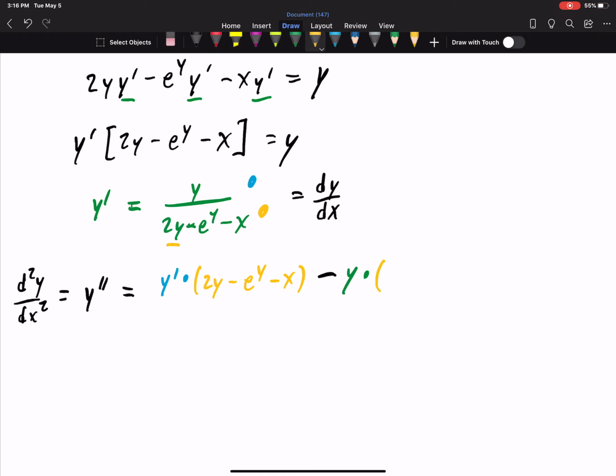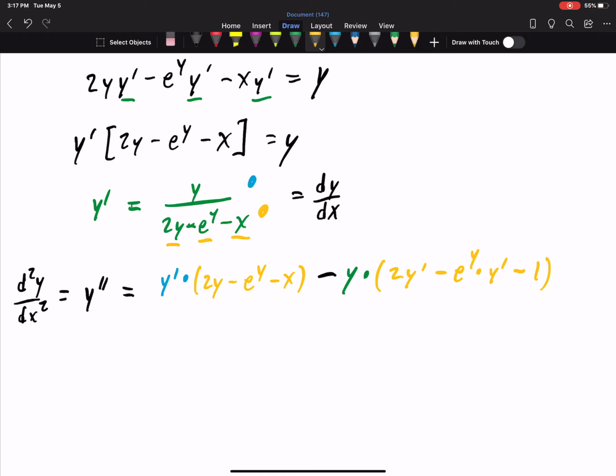So this is going to require a little bit of effort to do this denominator derivative. So we're now deriving 2y. That derivative is 2y prime. Now we need to derive the second term, minus e to the y. Using the chain rule, that gives you e to the y times y prime, just like what we did in the last part of this problem. And then finally, you can subtract off 1 because the derivative of x is 1.